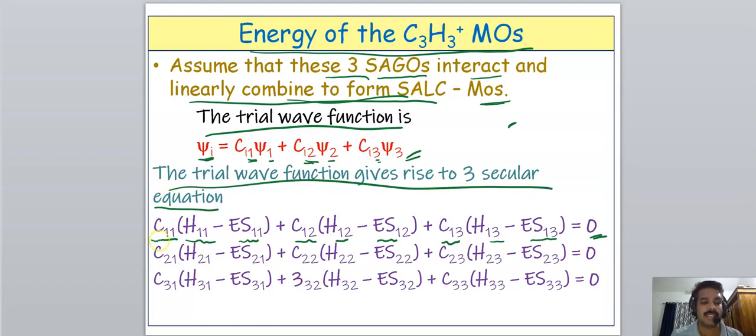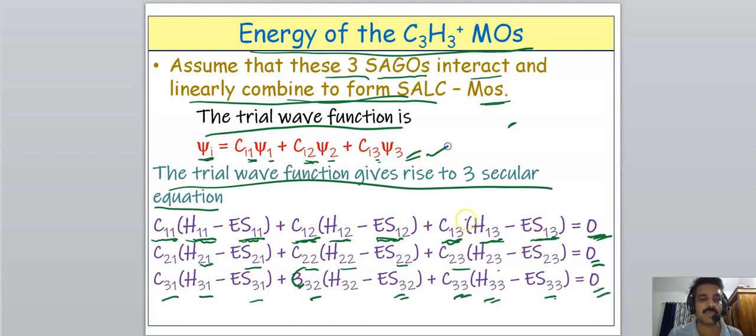That is, C11 (H11 minus ES11) plus C12 (H12 minus ES12) plus C13 (H13 minus ES13) is equal to 0. Similarly, C21 (H21 minus ES21) plus C22 (H22 minus ES22) plus C23 (H23 minus ES23) is equal to 0. And third one, C31 (H31 minus ES31) plus C32 (H32 minus ES32) plus C33 (H33 minus ES33) is equal to 0.